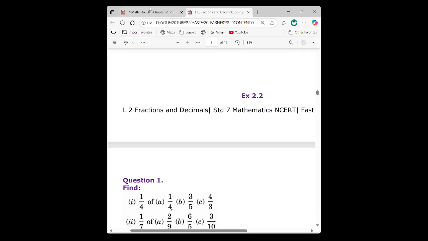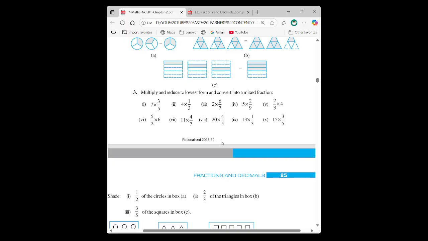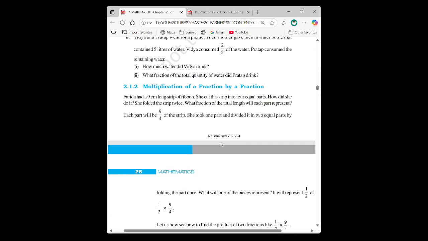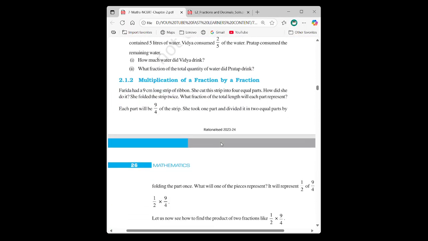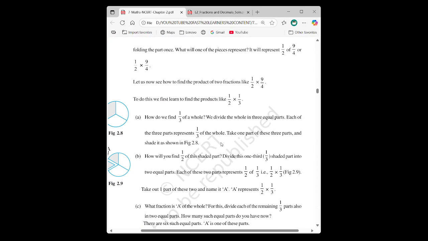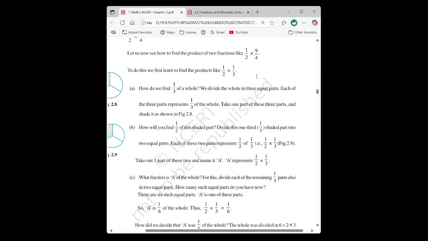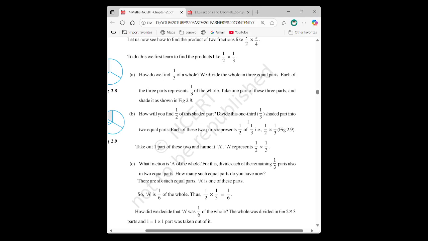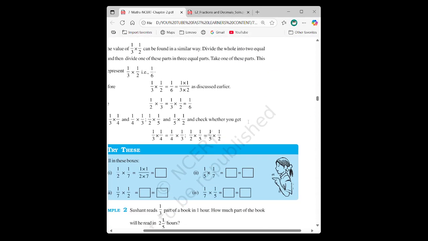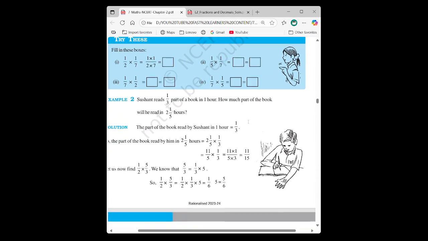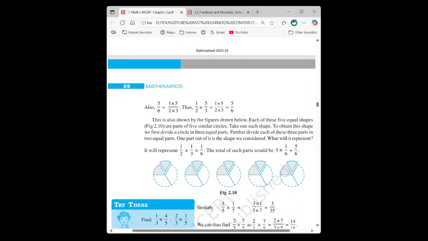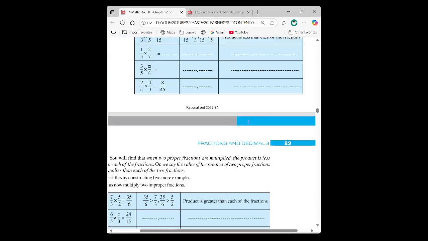Okay. Now let's see multiplication of fraction by a fraction. How will you do that? First we saw multiplication of fraction with whole number. Now multiplication of fraction with another fraction. So how do you do that? You just simply have to multiply. There is nothing more than that. There is nothing unique you have to do in that.